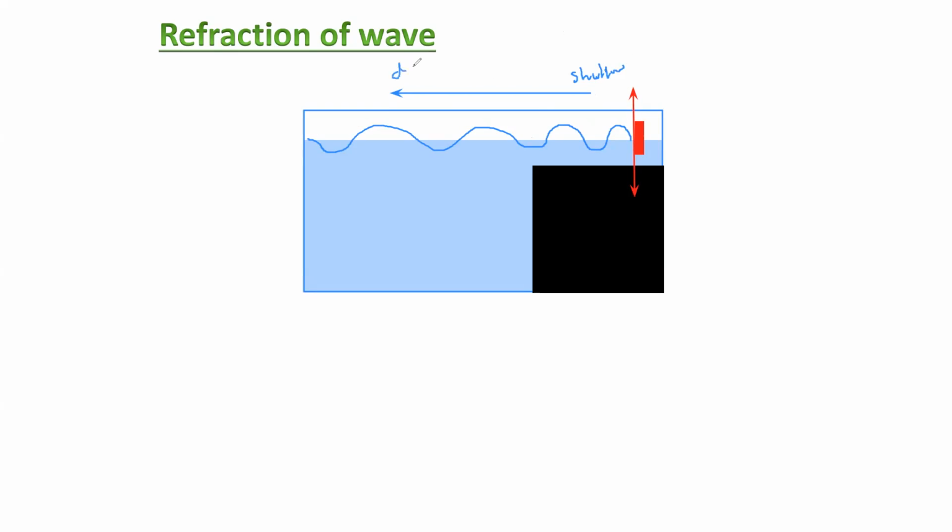moving from shallow region to deep region, we'll observe that the wavelength increases, the speed increases, but the frequency remains unchanged. And the same reason, because frequency is actually a ratio between the speed and the wavelength.